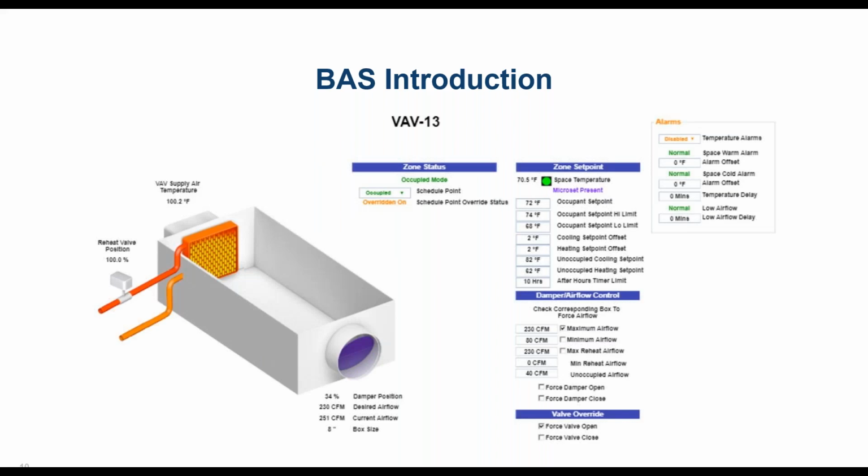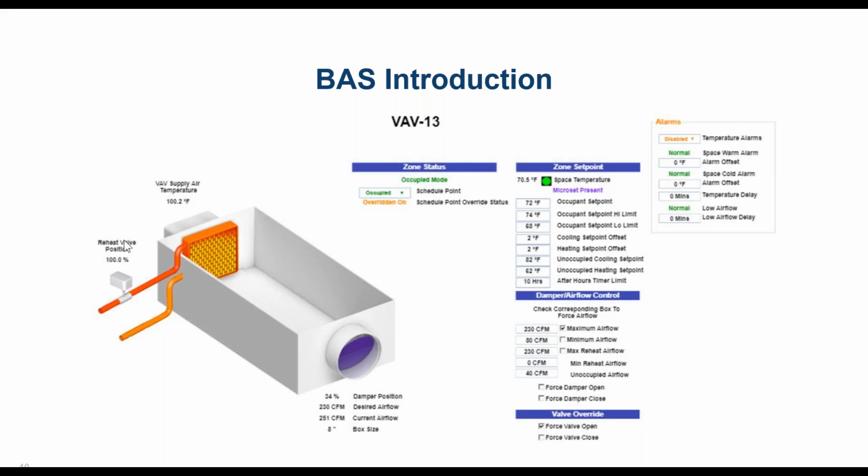All right, let's go into some examples of what some of these graphics might look like. Here's a graphic of a VAV box, a variable air volume box with a reheat coil associated with it. So it shows a bunch of different information. We might see information about the damper. It's a modulating damper, so it's telling you the position of the damper. It's telling you the desired airflow or the airflow set point at this moment in time, the current airflow.